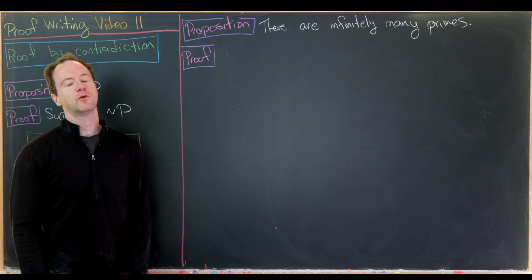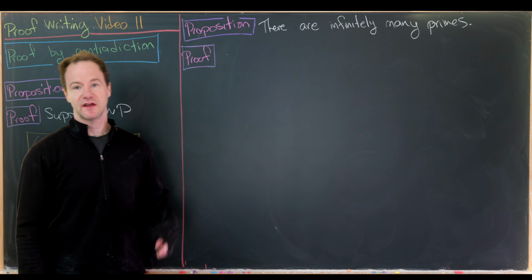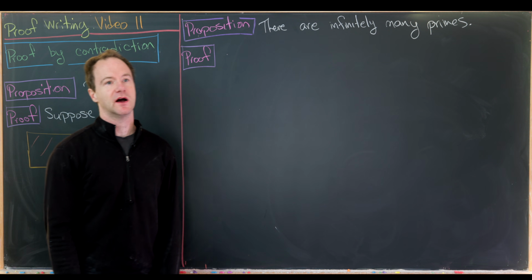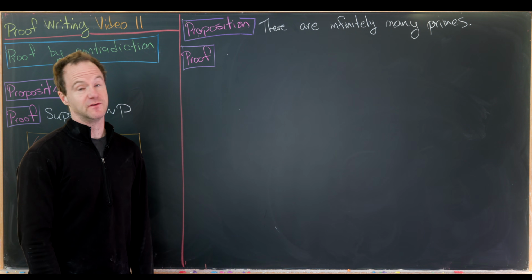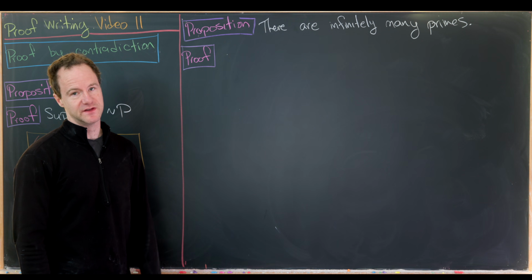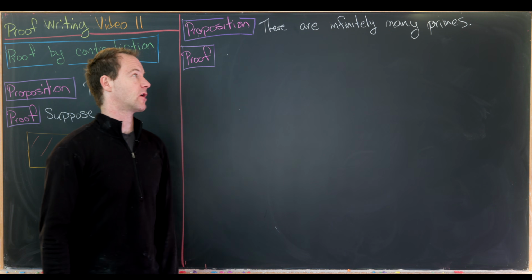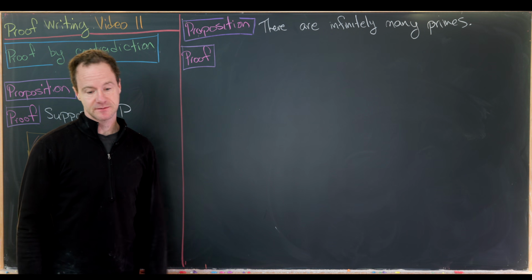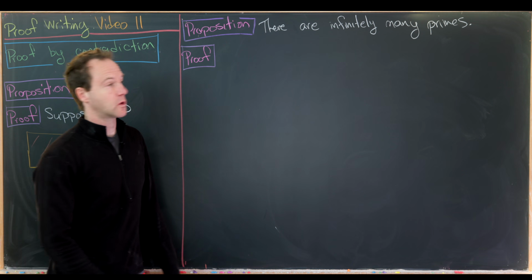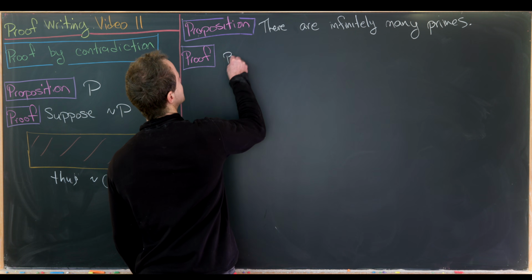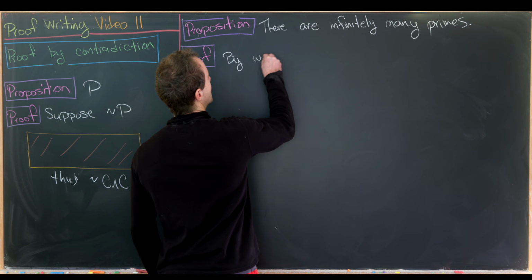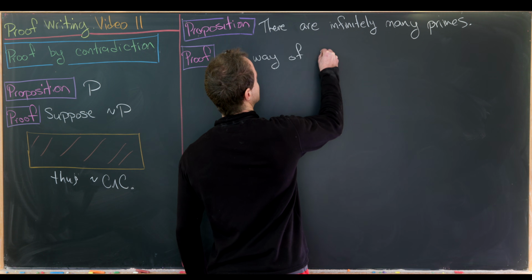For our second example, we've got another very classic result, and that's on the infinitude of primes. This is based off of Euclid's original proof of this statement. So let's see, our proposition is that there are infinitely many primes. So again, we're going to work towards a contradiction. Here maybe we'll use a little bit different language: by way of contradiction.